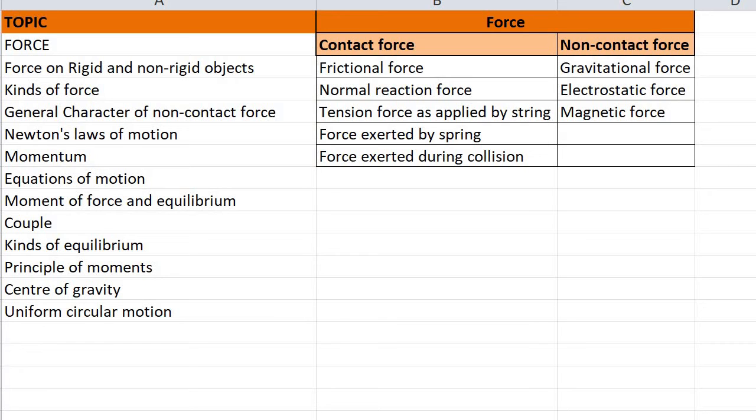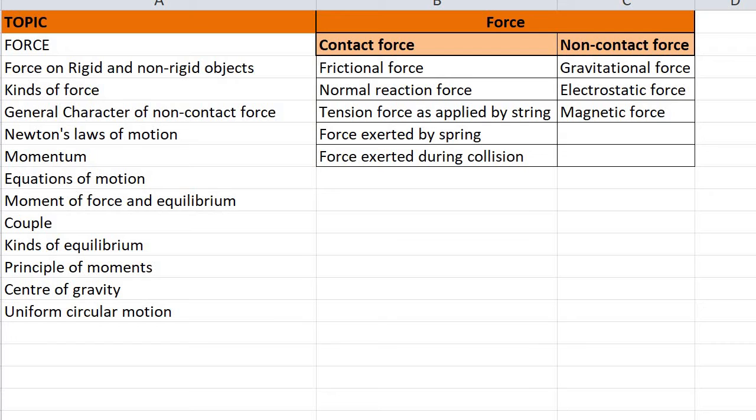Now we'll try to understand what is frictional force. When a body slides or rolls over a rough surface, a force starts acting on the body in the direction opposite to the motion of the body along the surface in contact. This is called a frictional force or the force of friction.